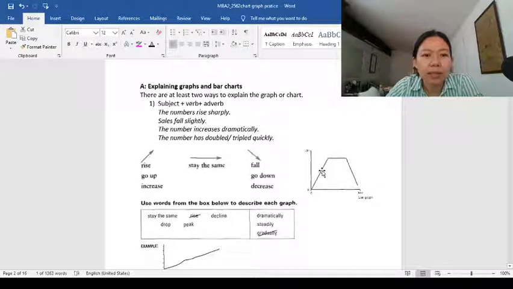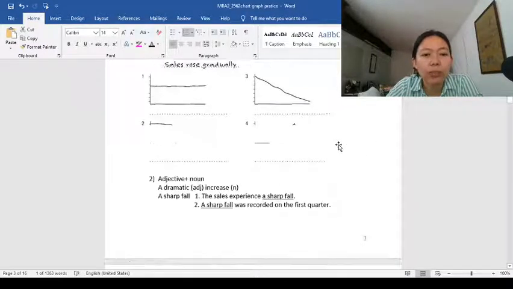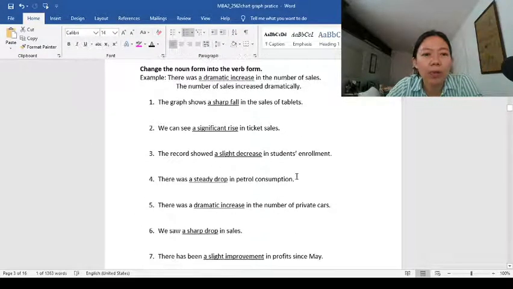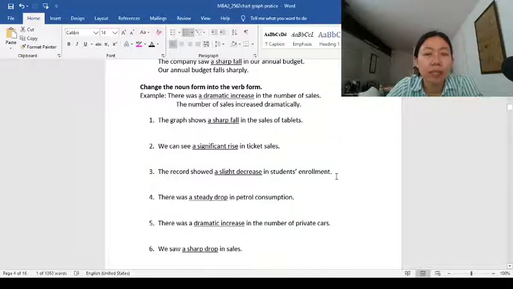Next is explaining graphs and bar charts. We have studied it in the video. So you know how to explain graphs and charts using subject, verb, and adverb, as well as using the noun phrase with adjective and noun. What I'd like you to do is to look at these 8 sentences and change the noun form, from noun phrase, adjective, and noun, into a verb form with subject, verb, and adverb.